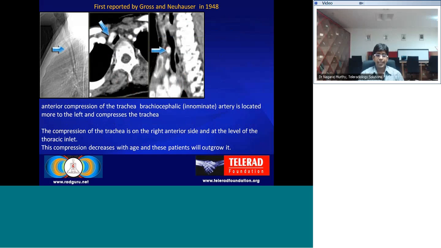This is a scanogram showing anterior compression of the trachea. And this is a CT showing the innominate artery compressing the trachea with luminal narrowing. The compression of the trachea is on the right anterior side and at the level of the thoracic inlet. This compression decreases with age and the patient will outgrow it.